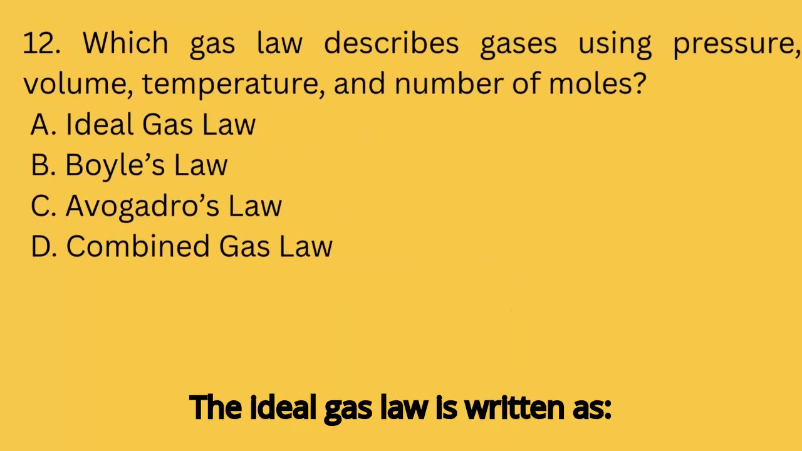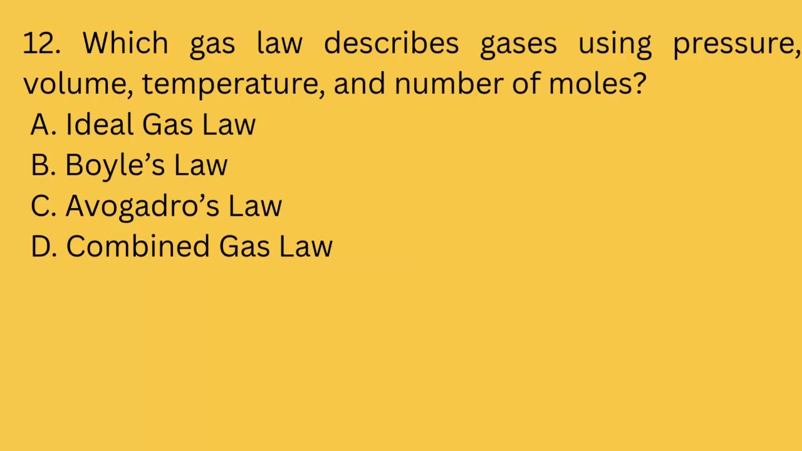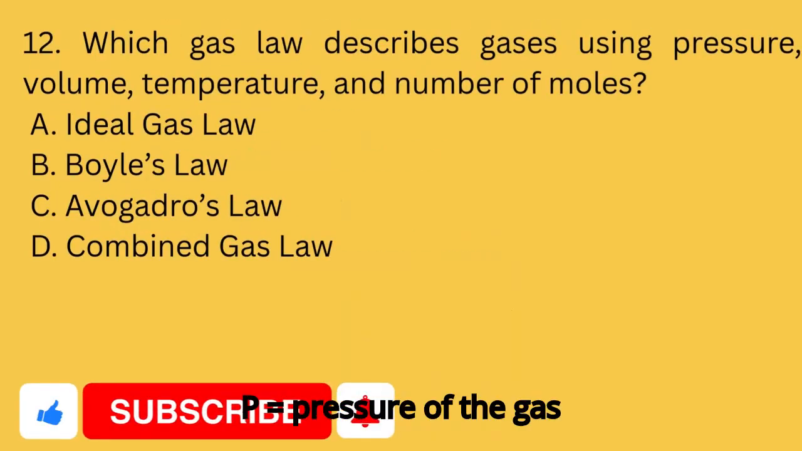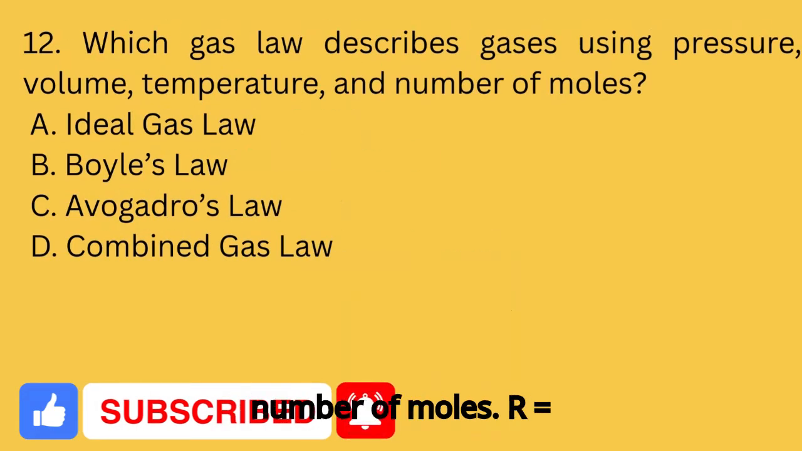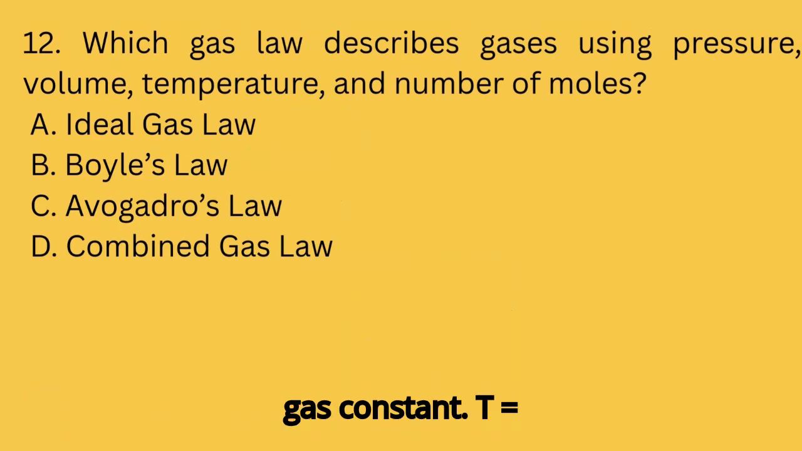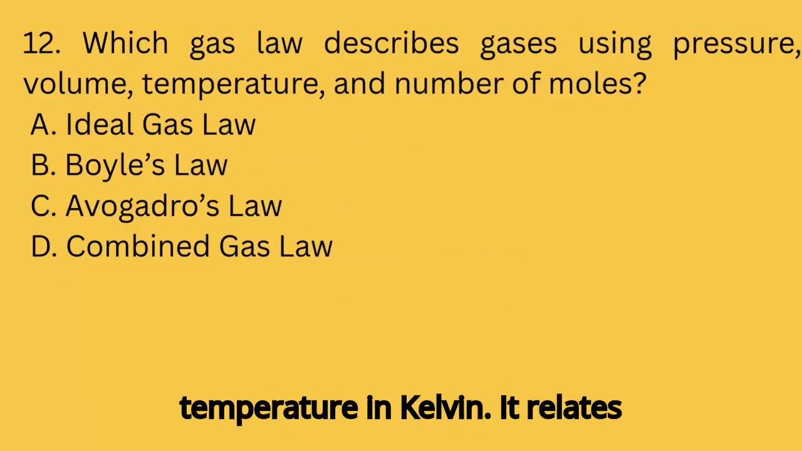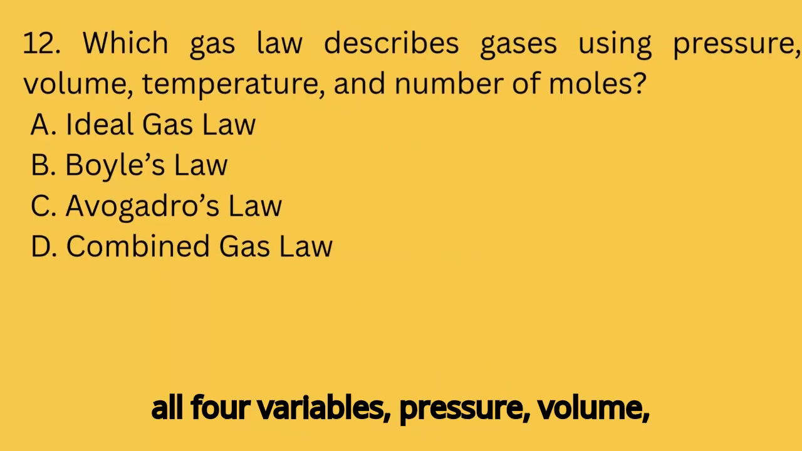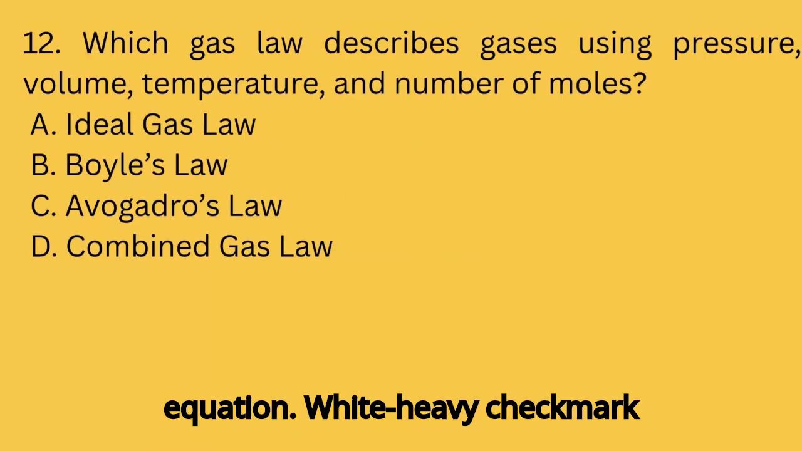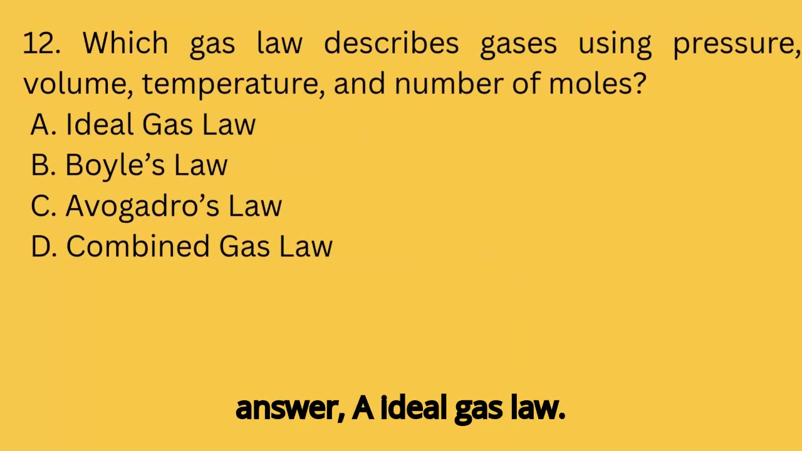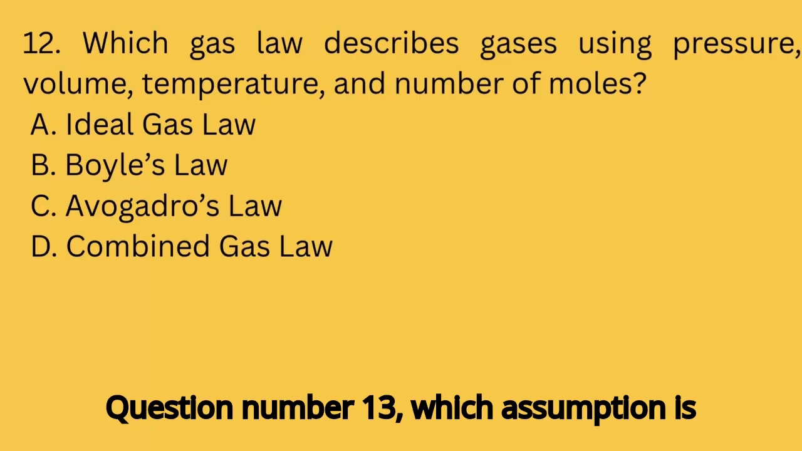Explanation. The ideal gas law is written as PV = nRT. P equals pressure of the gas. V equals volume of the gas. n equals number of moles. R equals gas constant. T equals temperature in Kelvin. It relates all four variables, pressure, volume, temperature, and amount of gas, in one equation. Answer: A, ideal gas law.